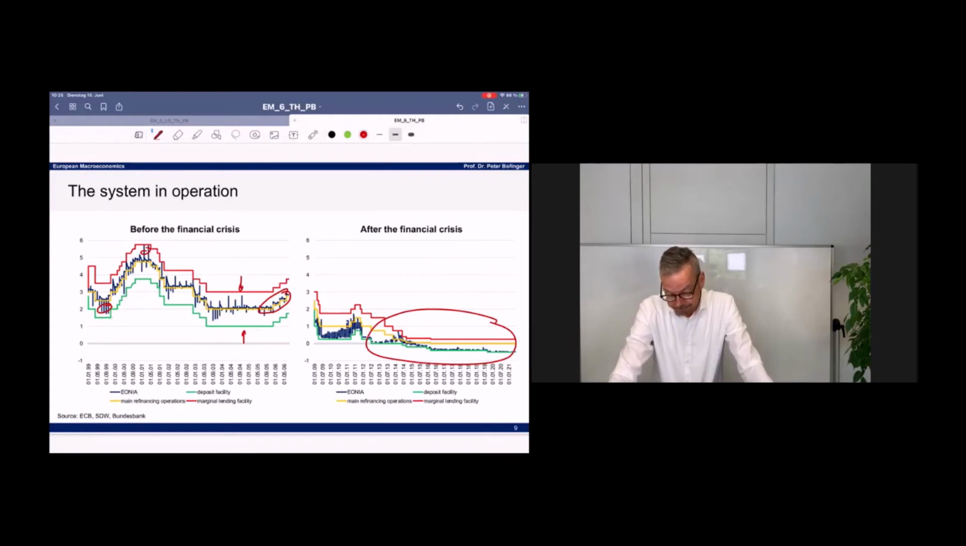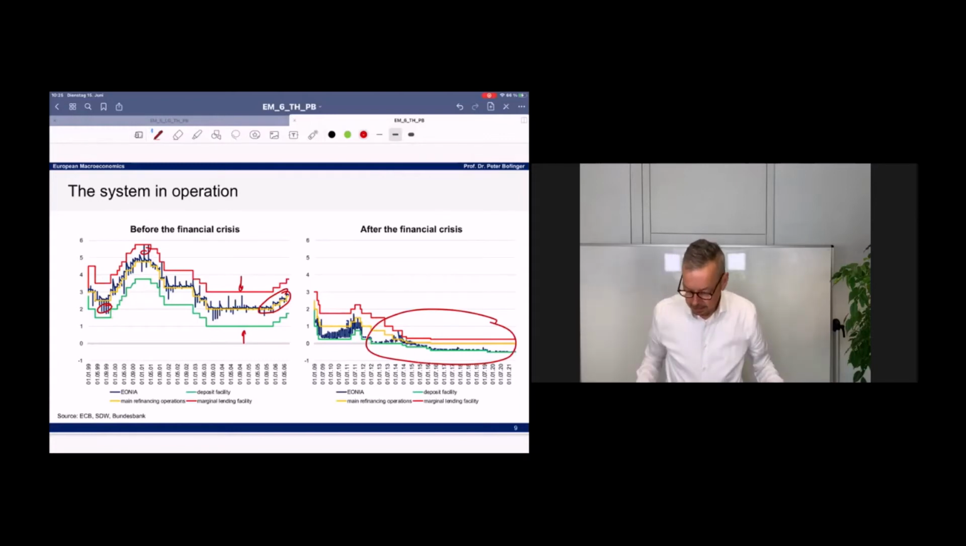And one can say, while before the financial market crisis, the rate for the main refinancing operations was the policy rate, the rate with which the central bank effectively targeted the money market rate, it has shifted. And now the rate for the deposit facility is the effective rate for the control of the money market rate. And you can say the rate for the deposit facility has become the policy rate of the ECB.